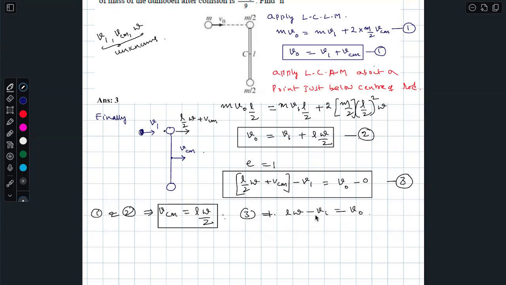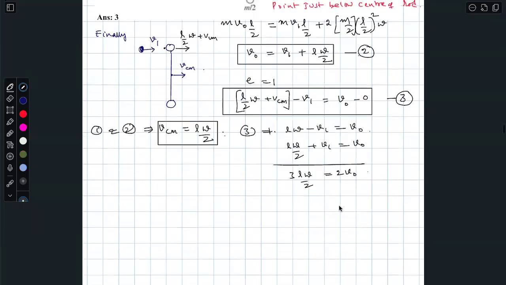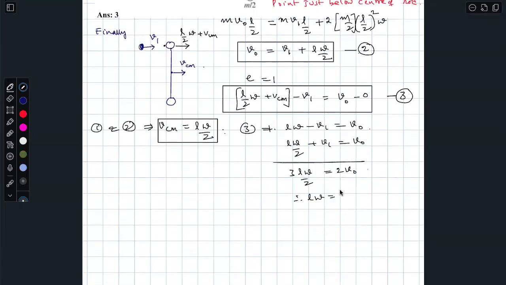Whereas, use 2 and 3. By using 2 properly, therefore L omega is 4 by 3 v0. Agreed? Yes or no?